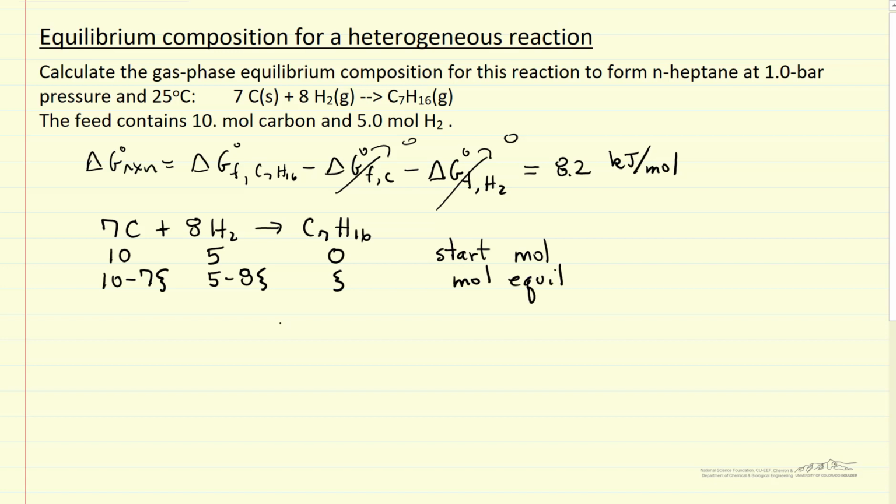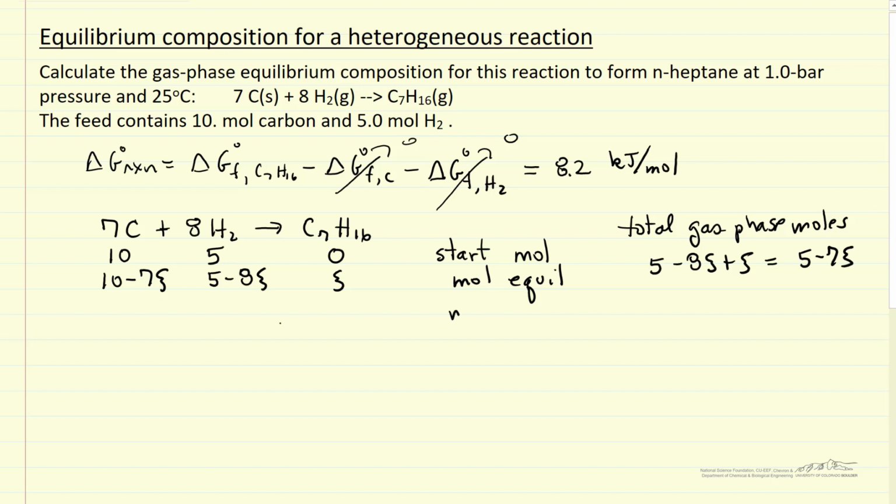Now in the equilibrium calculation, we're going to need to use mole fractions to calculate partial pressures. At these conditions, we're going to assume ideal gases. And so for the mole fraction we have to calculate the total number of moles. Keep in mind this is the total gas phase moles, because the solid doesn't affect the gas phase composition. So 5 minus 8 psi for hydrogen plus psi for heptane, so 5 minus 7 times the extent of reaction. That's the total number of moles.